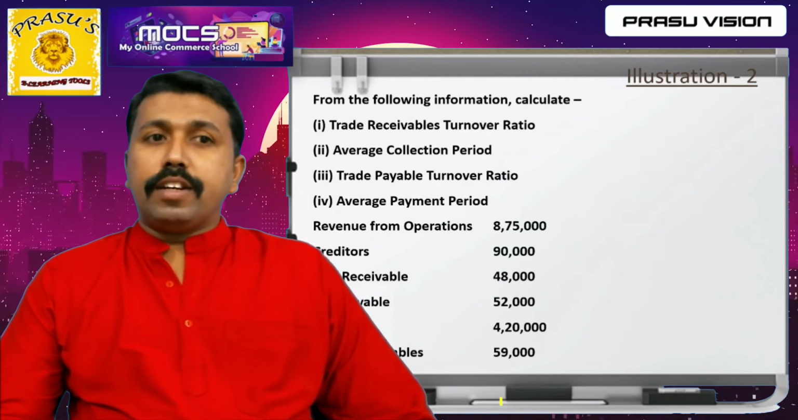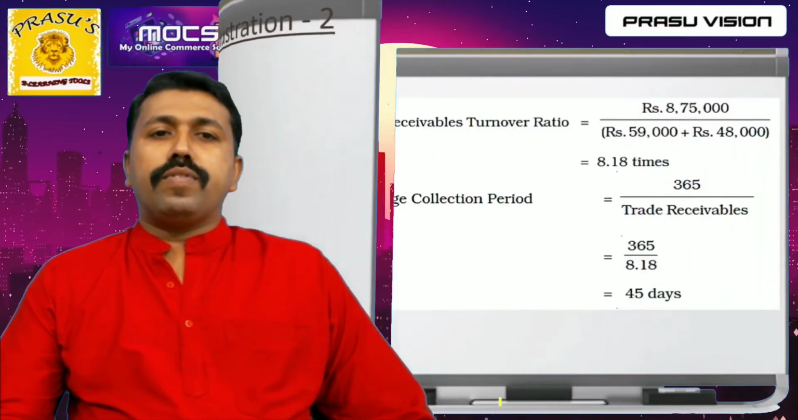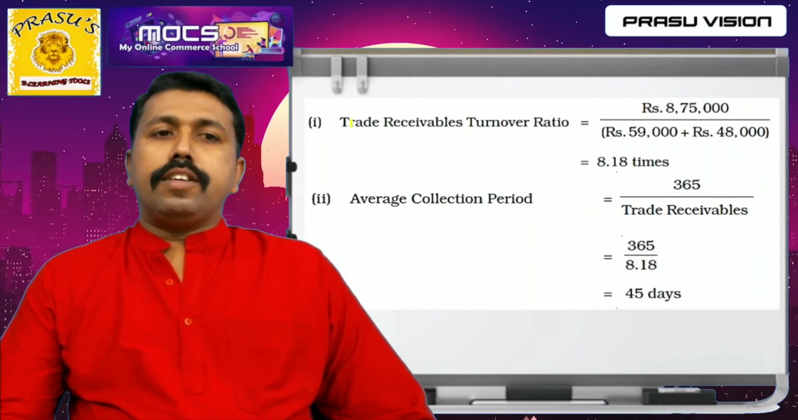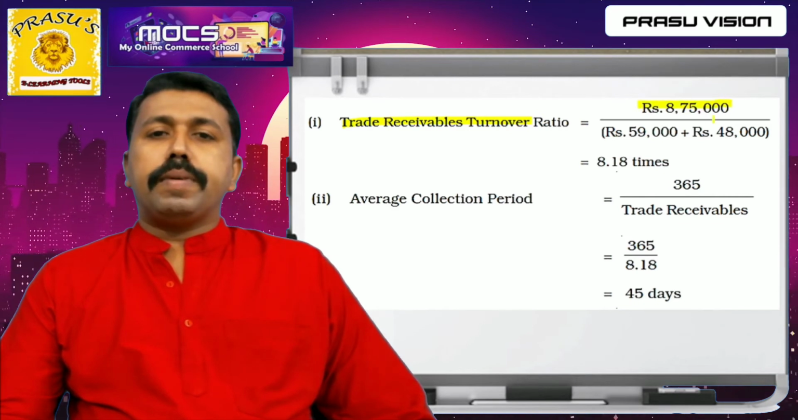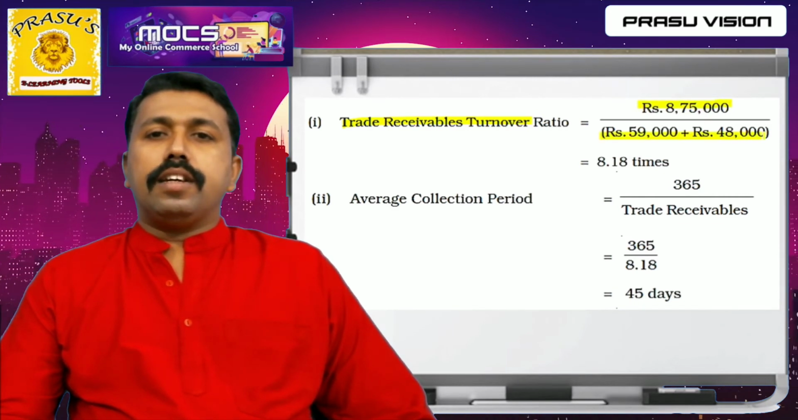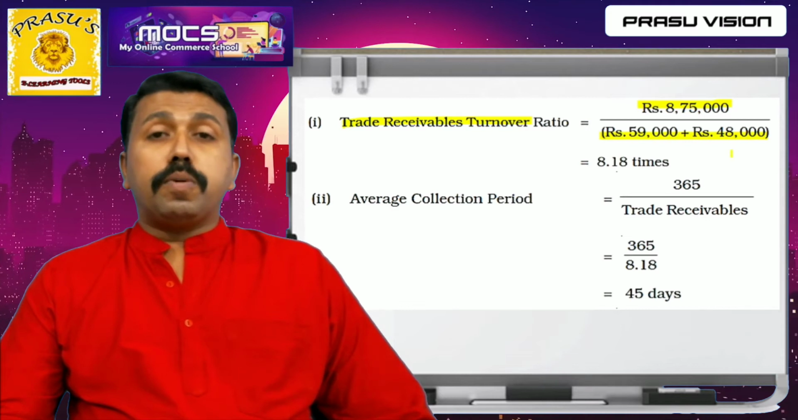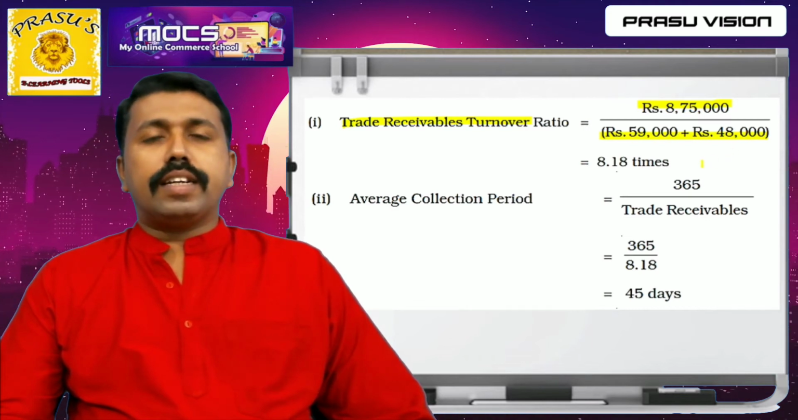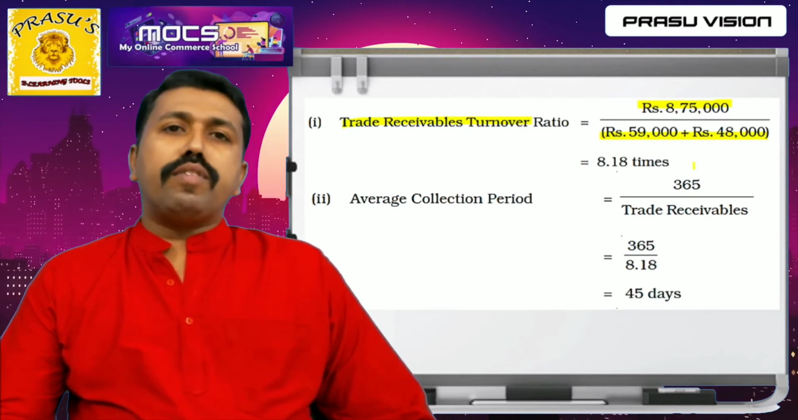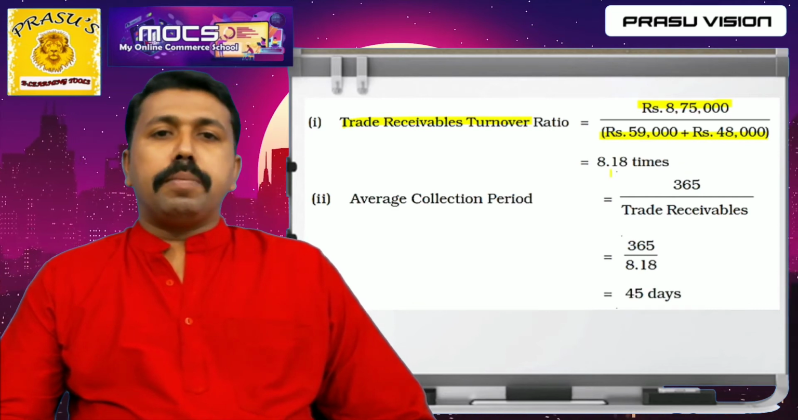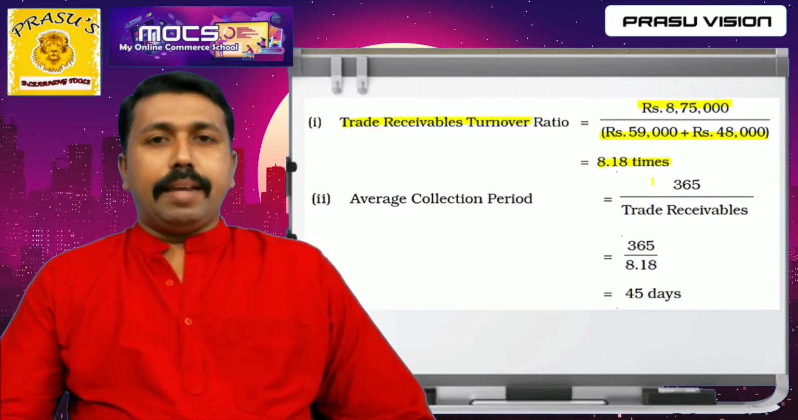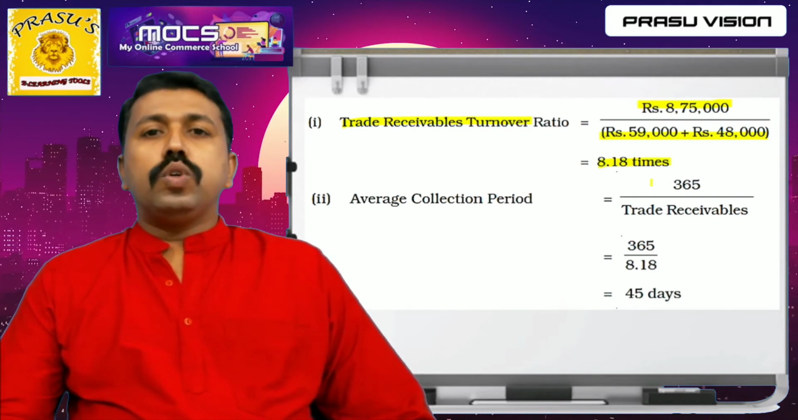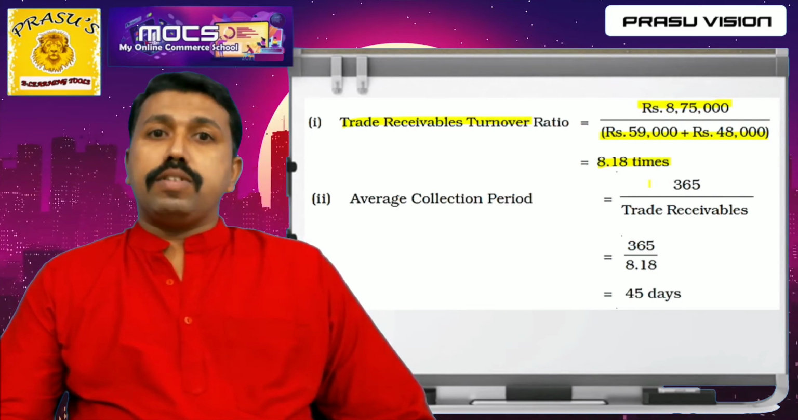So how can we find out the trade receivable turnover ratio? First, just look at that using the equation. We have the value of revenue from operation divided by, it is not possible to take the average, so we are just totaling the value of debtors and bills receivable. So we will get the answer 8.18 times is needed to recover the amount of credit revenue.